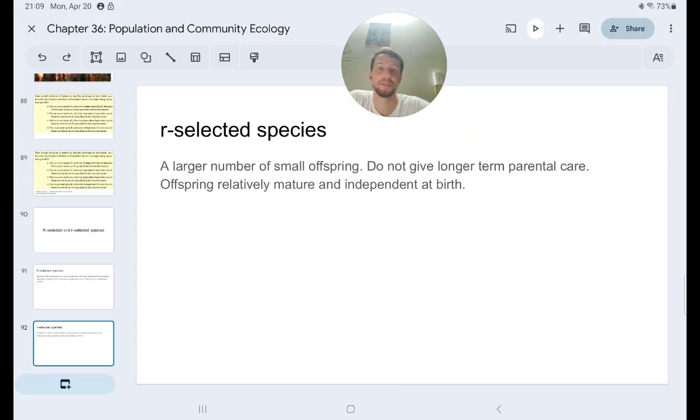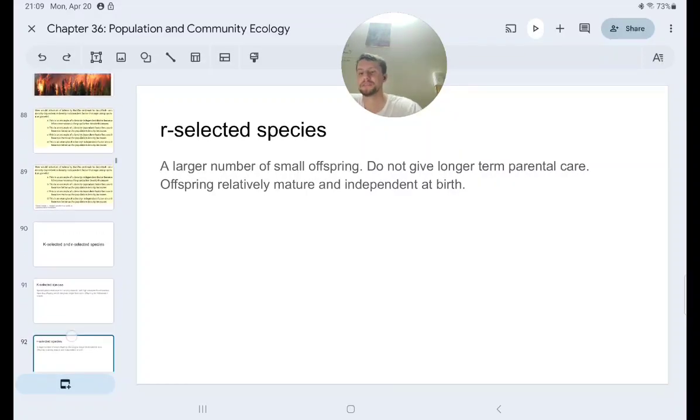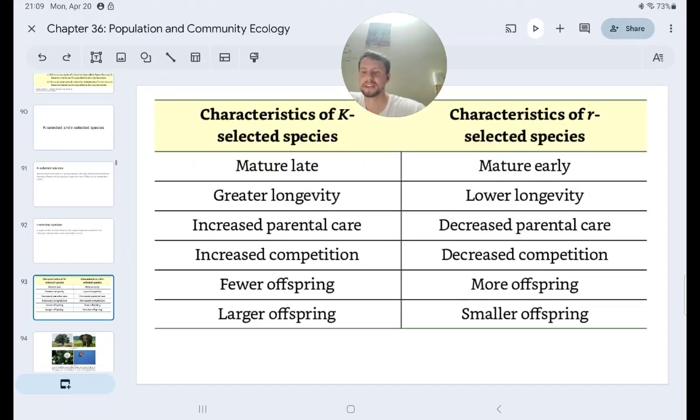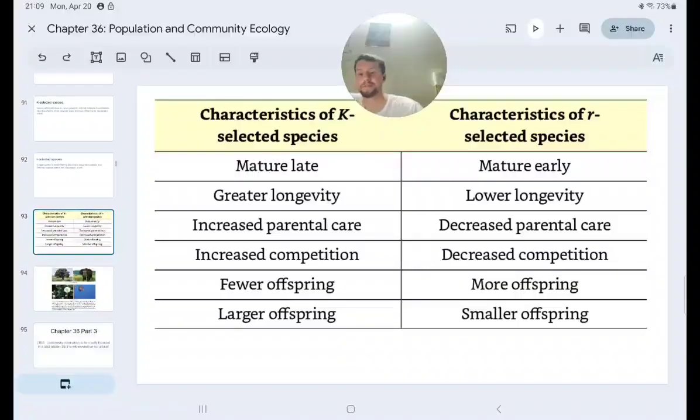We kind of talked about this before with the elephants and the flies, and those are some of the examples listed. You can see these factors here, right? K has fewer offspring, they mature later, more energy per offspring. r, mature early, many offspring, low energy per offspring.